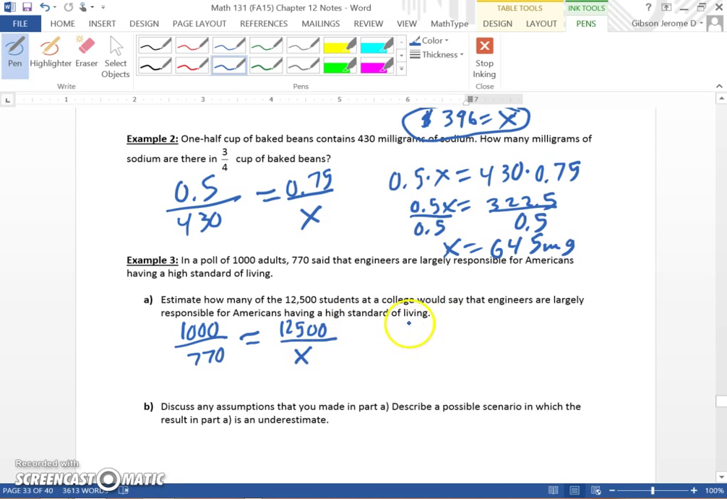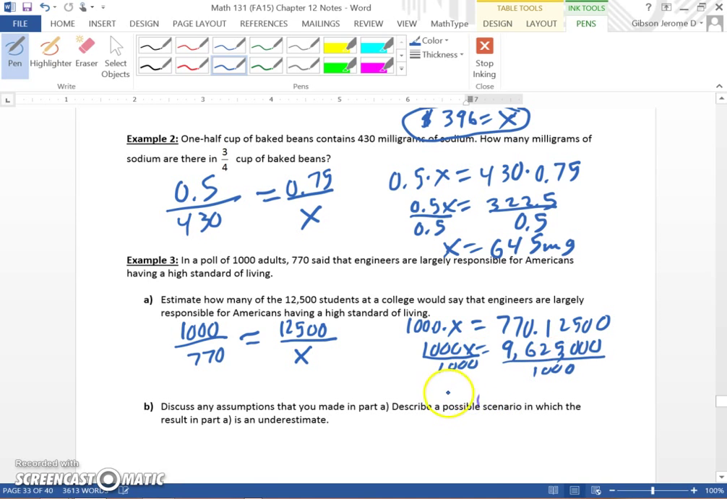So we would cross multiply. We would have 1,000 times x, and that's equal to 770 times 12,500. Now, this will give us 1,000x is equal to 9,625,000. Now we would divide each side by 1,000. And that will leave us x is equal to 9,625 students. And that will be the final answer for this problem.